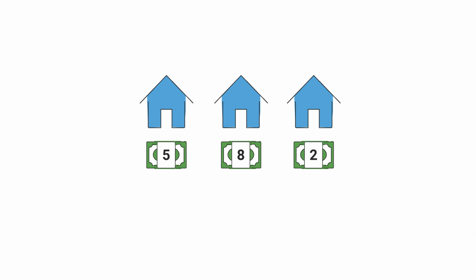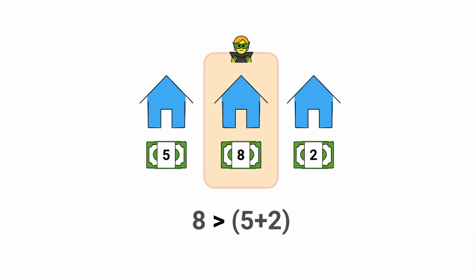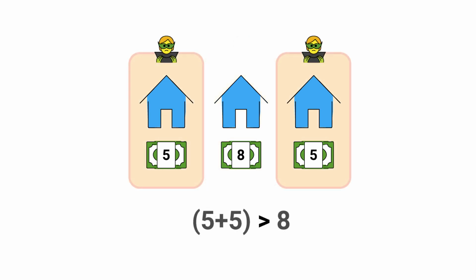Now, if there are three houses, to decide whether we need to rob the third house or not, we must look at the previous two houses. That is, if the second house has more money than the first and third house combined together, then we can rob the second house. Else we will be robbing the first and third houses.